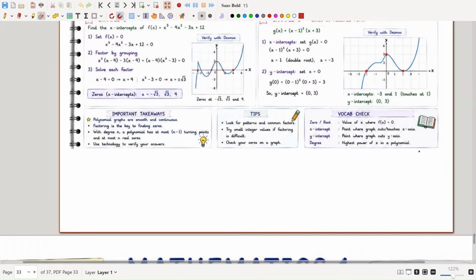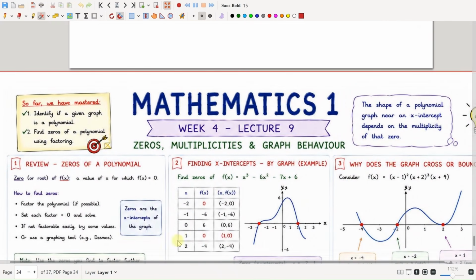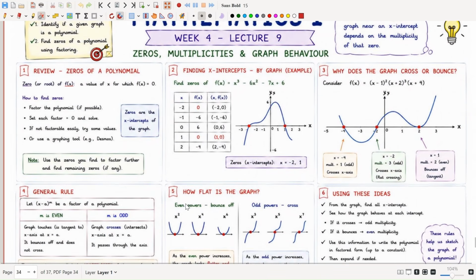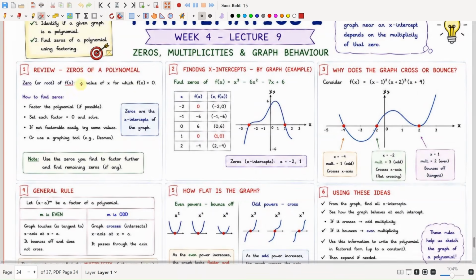Now let's move on to the zeros, multiplicities, and graph behavior of a polynomial. We saw how we find the zeros of a polynomial, and we also saw how we find the x-intercept using graphs. Let us see how we find the x-intercepts of an equation by graph, with an example. Let us have a polynomial here: f of x is equal to x cube minus 6x square minus 7x plus 6.